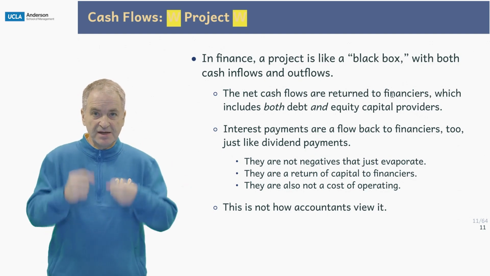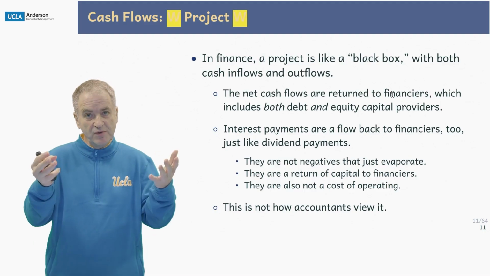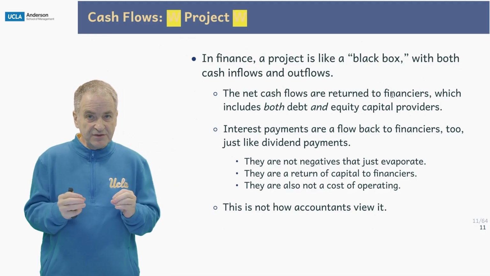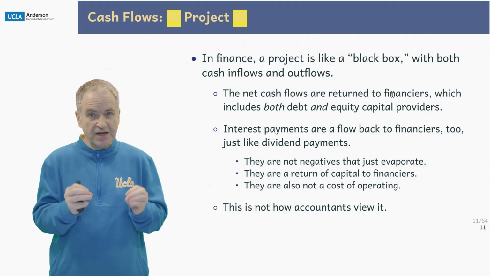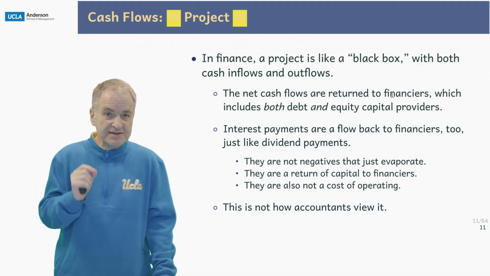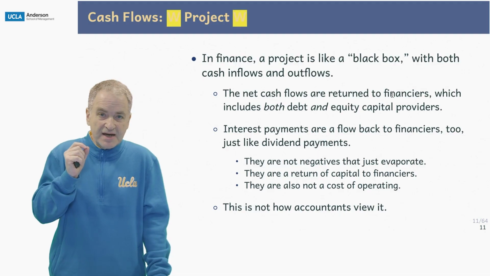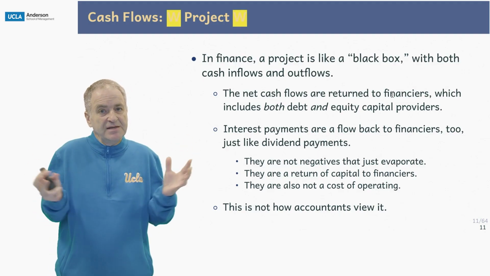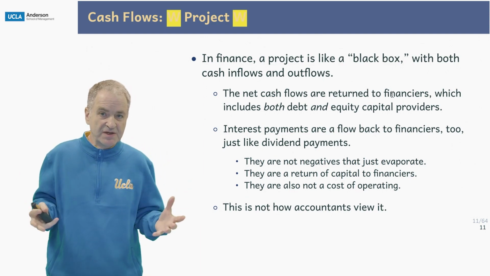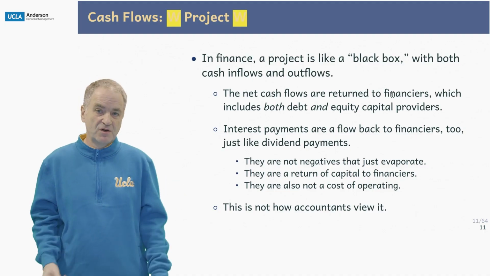So the debt gives money, the equity gives money, while the equity has to provide the rest of the money, and then both debt and equity get cash flows back out. For our purposes, the interest payments are a flow that goes back to financiers too, just like dividend payments. From an accounting perspective, that's not exactly the way they look at it. They consider them not like money that is being paid back, but just more like money that evaporates. It's like grease. So for us, it's a return of capital to financiers. For them, they are costs of operating.